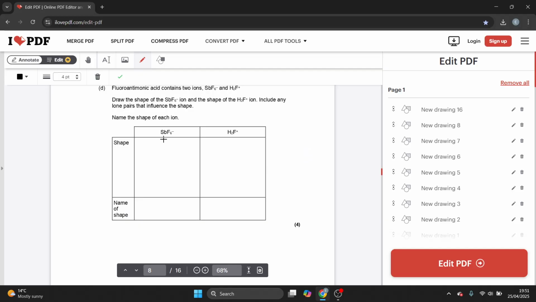Draw the shape of SbF6 minus and name the shape. So Sb, negative charge. I've got F here, another one here, another one here, another one here, another one here, and another one here. 1, 2, 3, 4, 5, 6. Octahedral.